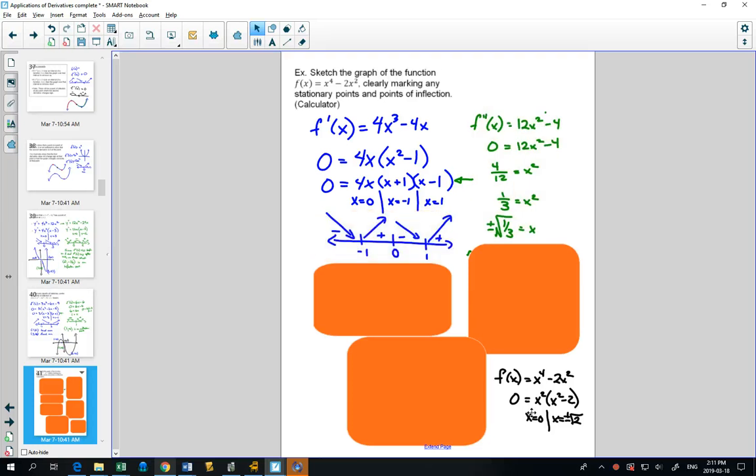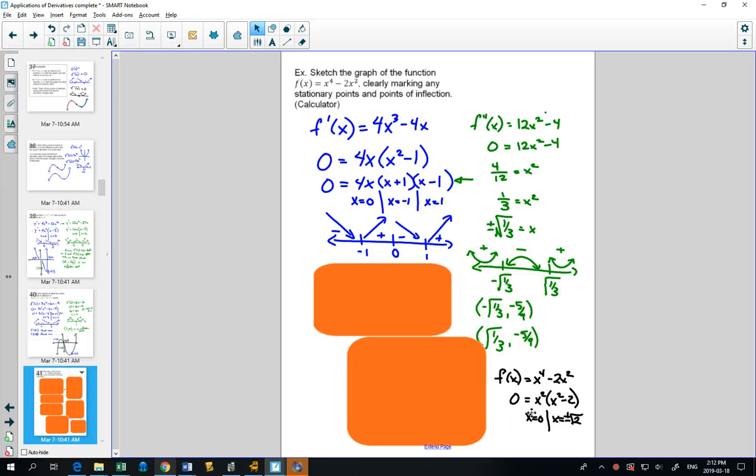Set up our number line and found out that your sign diagram went from decreasing to increasing to decreasing to increasing. Then our second derivative, which I have in the green there, I put right beside it, set it equal to 0. And you get x squared equals 1/3. Square rooting that, you get plus or minus the square root of 1/3. Set up our sign diagram there. And we see that it changes concave up, concave down, concave up.